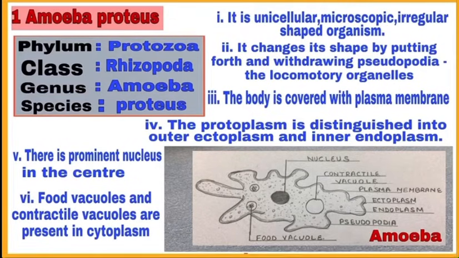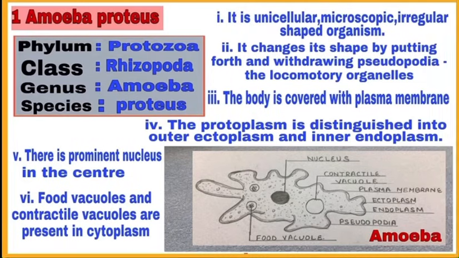See its features. Number 1, it is a unicellular, microscopic, irregular shaped organism. Second, it changes its shape by putting forth and withdrawing pseudopodia. These pseudopodia are the locomotory organelles of amoeba. The body is covered with plasma membrane.